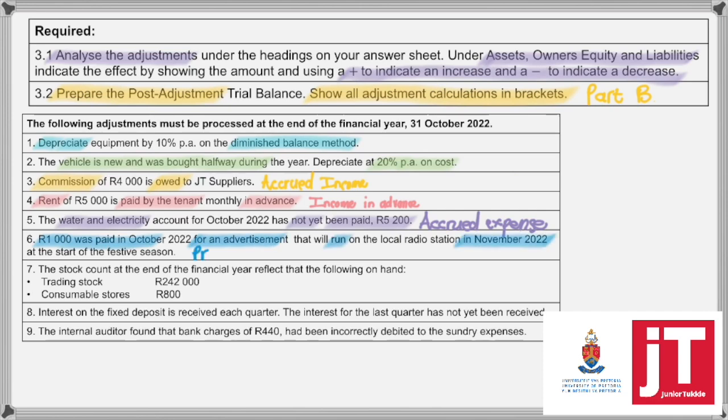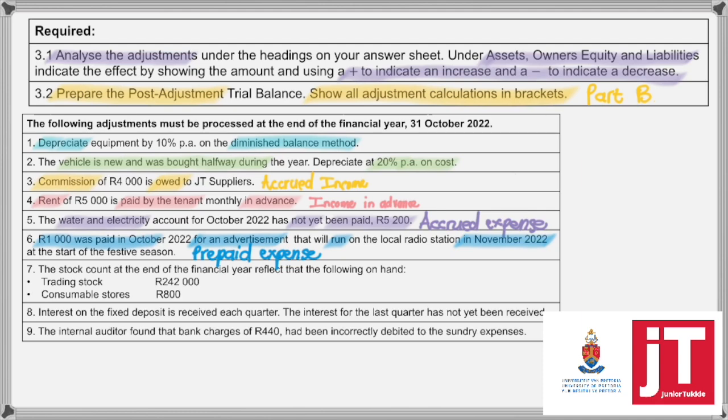Number 6, 1,000 Rand was paid in October for an advertising that will run on the local radio station in November at the start of the festive season. So we paid in October for something that we will only get in November. So therefore it's a prepaid expense.